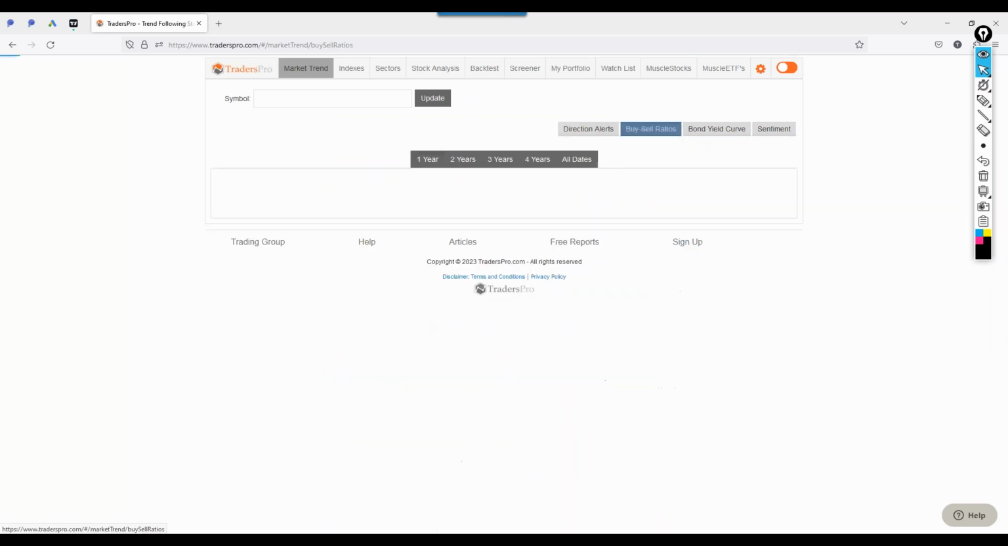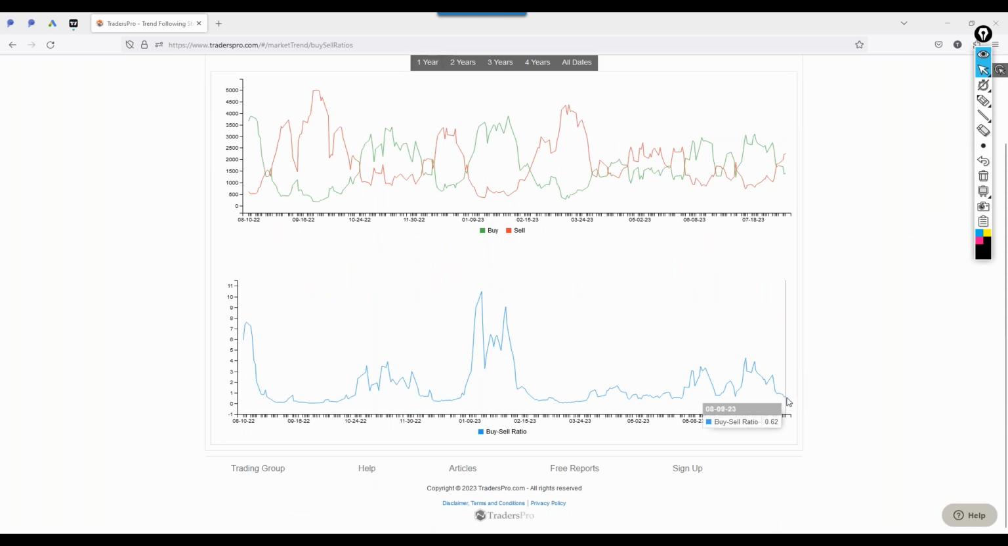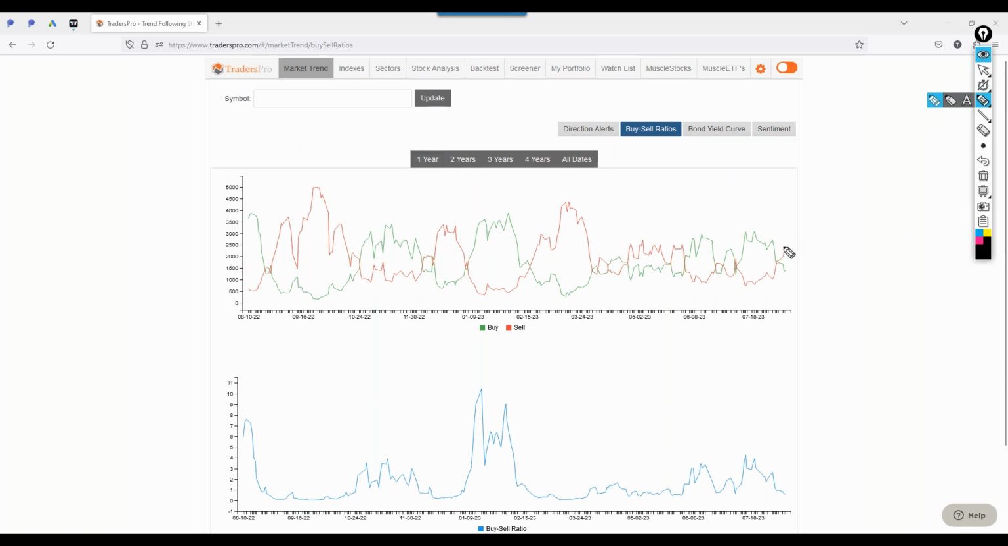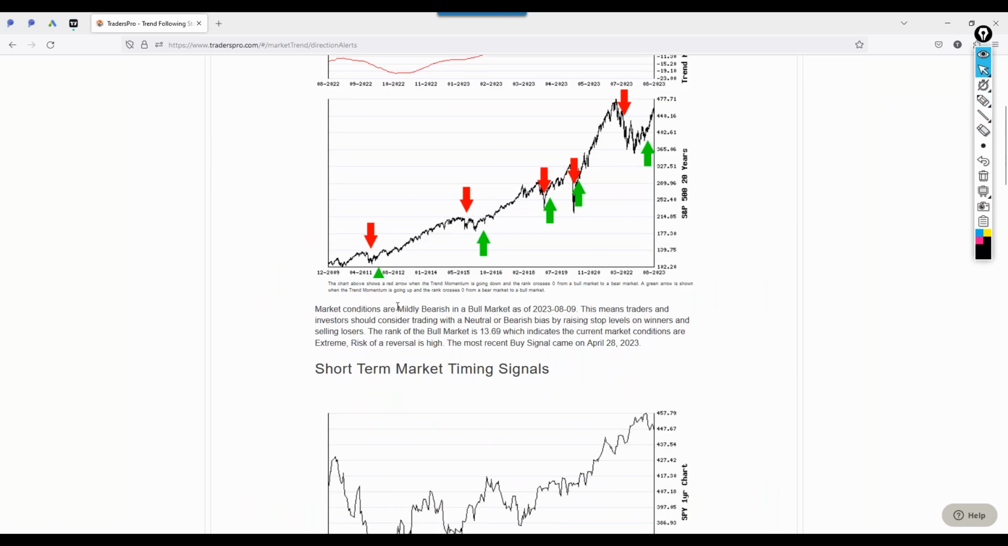Buy-sell ratios have moved to just a little bit of a bearish tone. You can see that has crossed over. That buy-sell ratio has a 0.62, which is less than 1. If we have an equal 1, then we're right at this crossover point. So bears are slightly in control right here. That's part of the reason why this indicator here, if I scroll into here, says mildly bearish in a bull market.